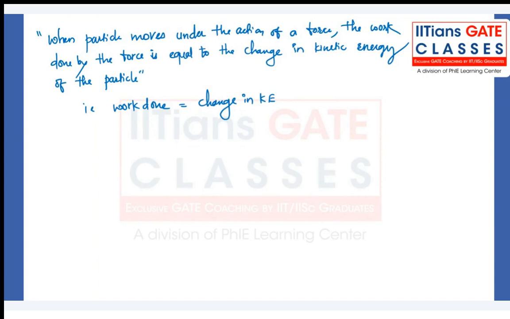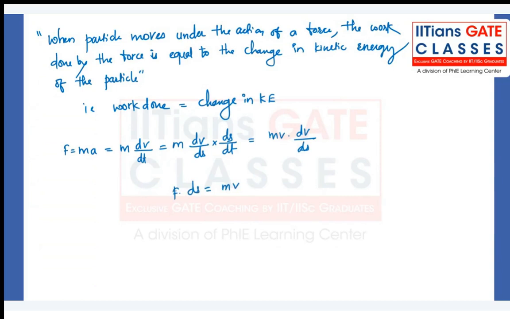So how does it come? F is equal to mass times acceleration. How can you write the acceleration? dv by dt, change in velocity with respect to time, but you can write it as dv by ds into ds by dt. And what is ds by dt? That is v. So mv into dv by ds, you can say, right? And now you can write f times ds is equal to mv times dv, right? You can write it like this.